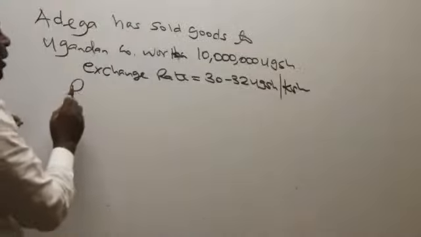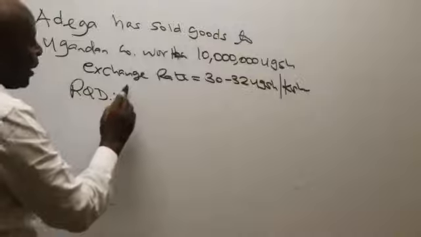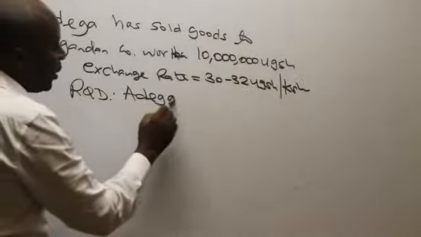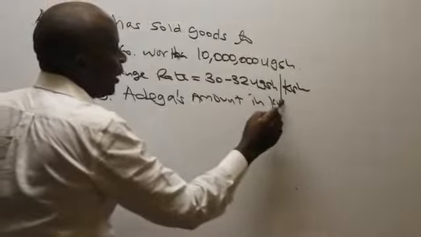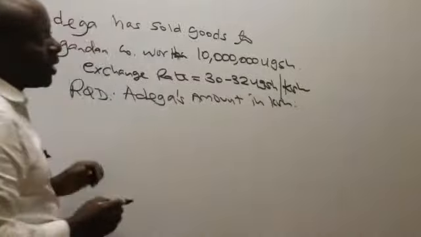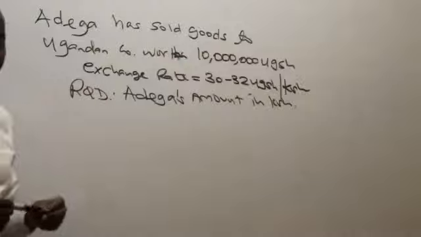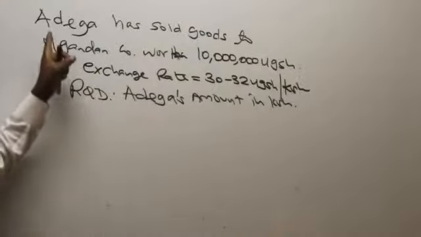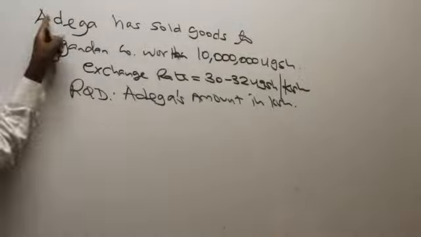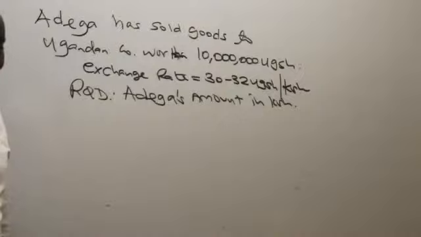So required: Adega's amount in Kenya shillings. So let's agree, please, and ensure that you don't add N. Somebody may easily add an N here, although it's part of the game. It's just Adega.